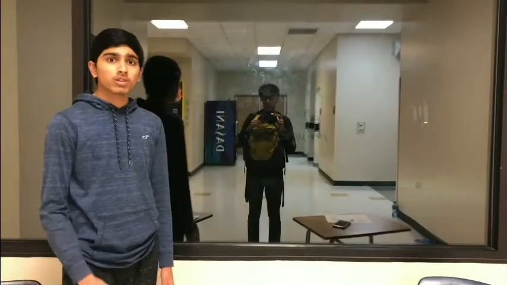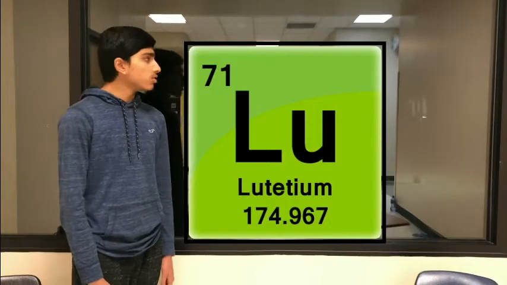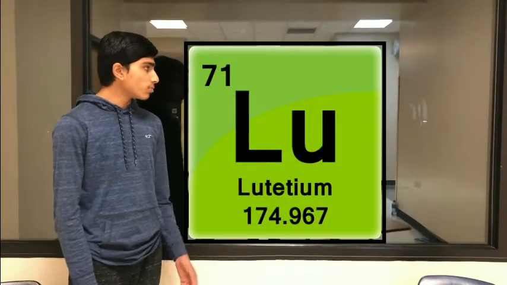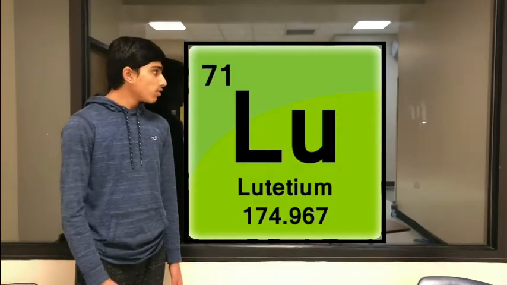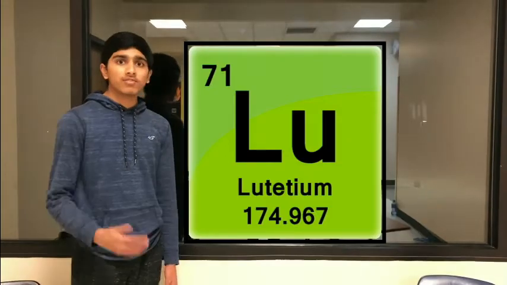The electron configuration for lutetium is 1s2, 2s2, 2p6, 3s2, 3p6, 4s2, 3d10, 4p6, 5s2, 4d10, 5p6, 6s2, 4f14, and 5d1.